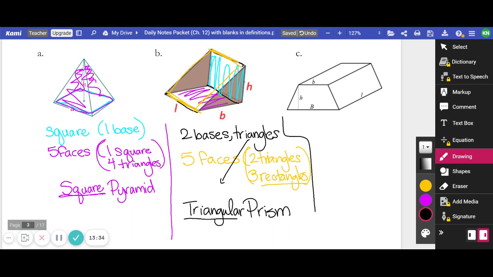Okay, one more over here if I can squeeze it in small enough. Now this one's a little harder because we don't see these dotted lines in the back. Let me try to draw those in. There we go. That's better. Okay, in the front, there's this trapezoid. In the back, you can imagine there'd be an identical trapezoid. So this one, again, has 2 bases. This time they're trapezoids.